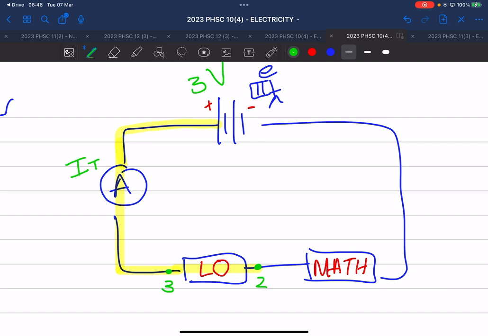Alright, so she does a quick calculation and says, your volts, your potential difference. Difference means subtraction. So what was your potential here? 3. What is your potential there? 2. What is the difference in your potential? 1. So that reading on that voltmeter will be 1 volt.